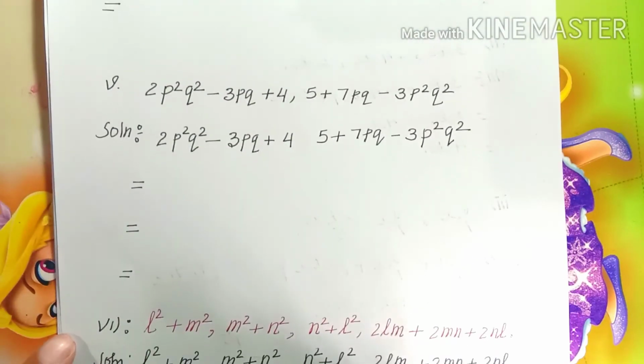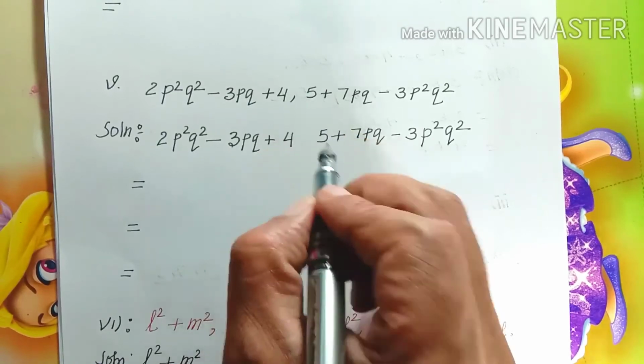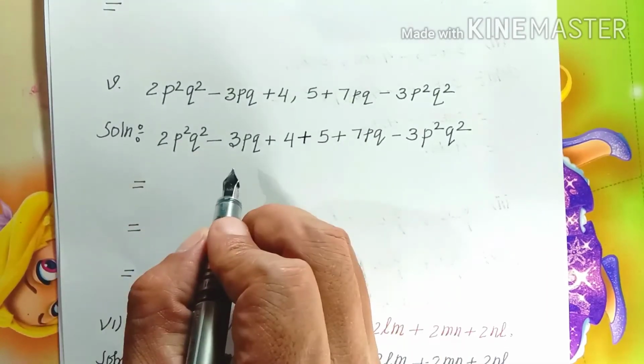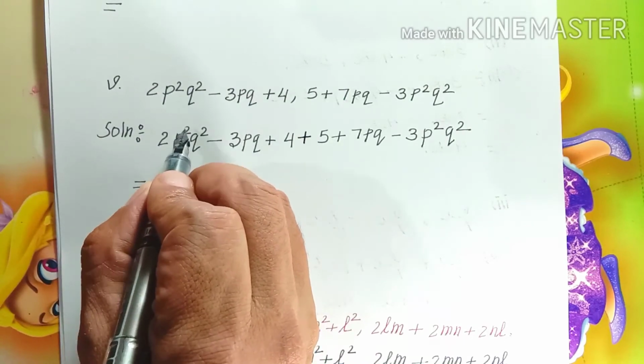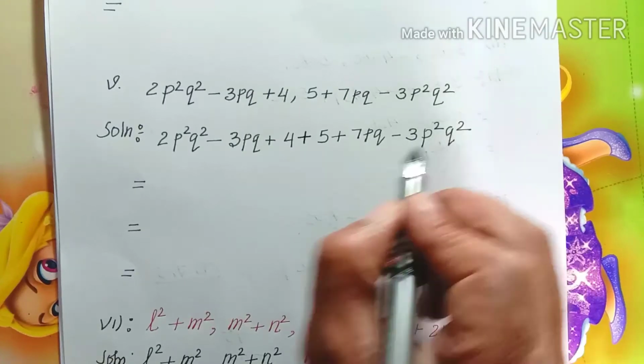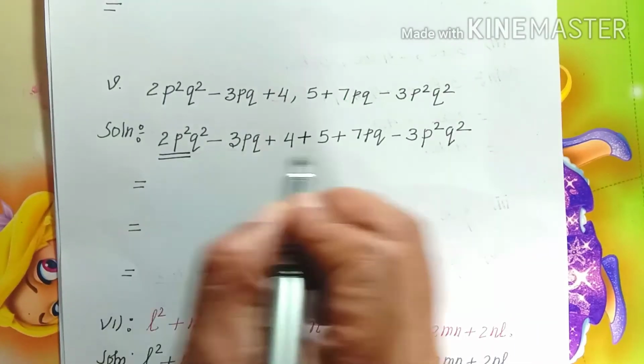Now sub question number 5. First thing, you'll have to replace here comma with a plus sign, so this will be now plus. Now you can collect the like terms. We can see here p square q square, again here also p square q square, so we group together these two, or we can simplify here itself these two.